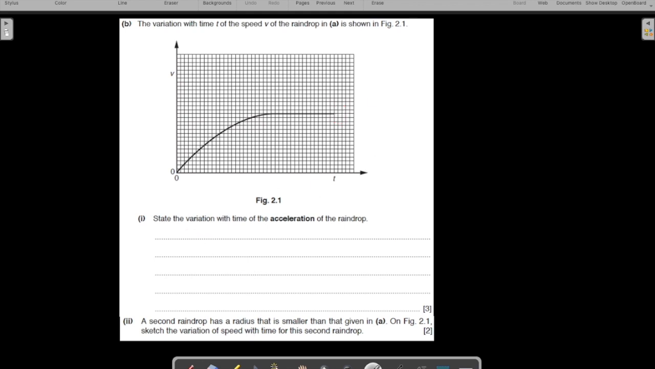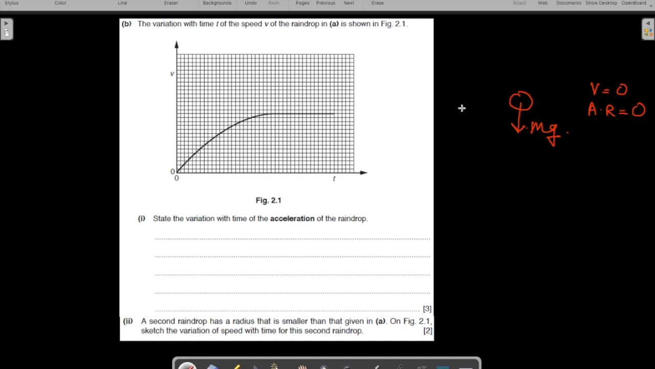So what do you say? Initially when the raindrop started falling down, the only force acting on it was mg, because it had just taken a drop. The velocity was 0. It started from rest. Will there be any air resistance when the velocity is 0? No. Whenever the velocity is 0, air resistance is 0.